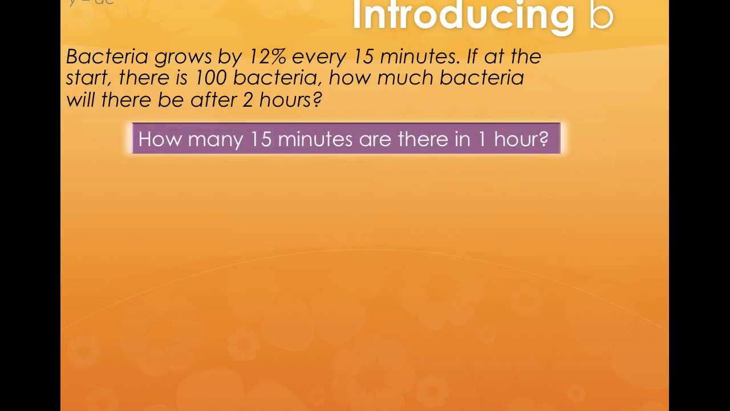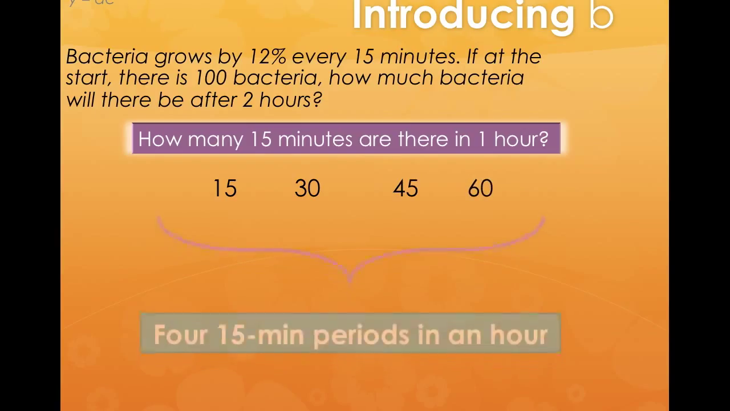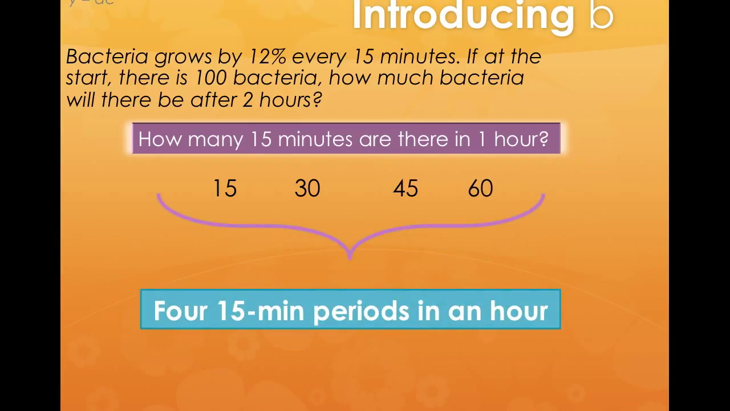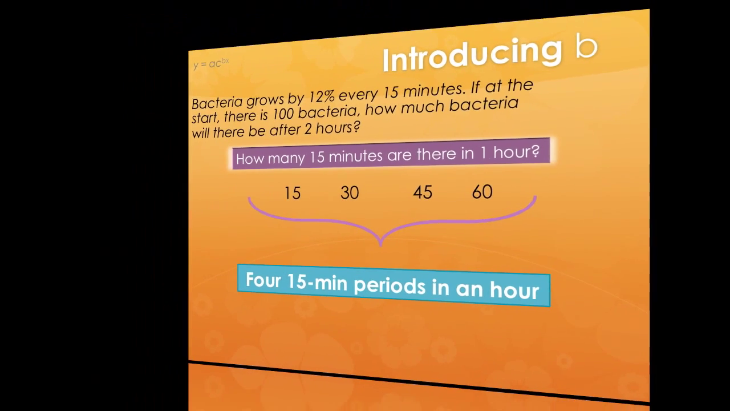The question that you need to answer in this case is, how many 15 minutes are there in 1 hour? 15, 30, 45, and then we hit 60. There are 4 15-minute periods in an hour. It's a quarter of an hour because it's 1/4. There are 4 15-minute periods in an hour.